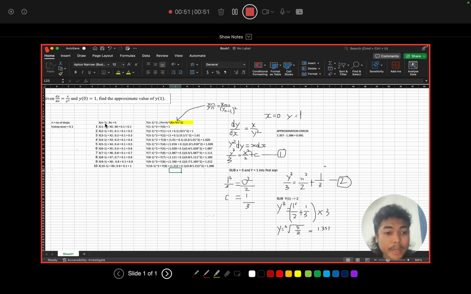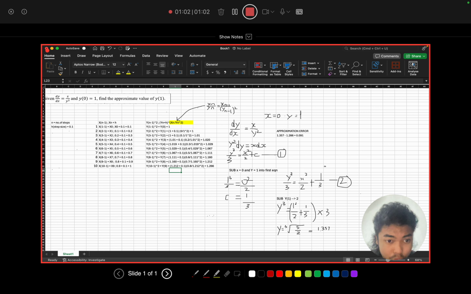Right, so x(n minus 1). The n will represent the number of steps. The number of steps will be starting from 1. So from there you just subtract it off. So 1 minus 1, you get 0, and so on and so forth.